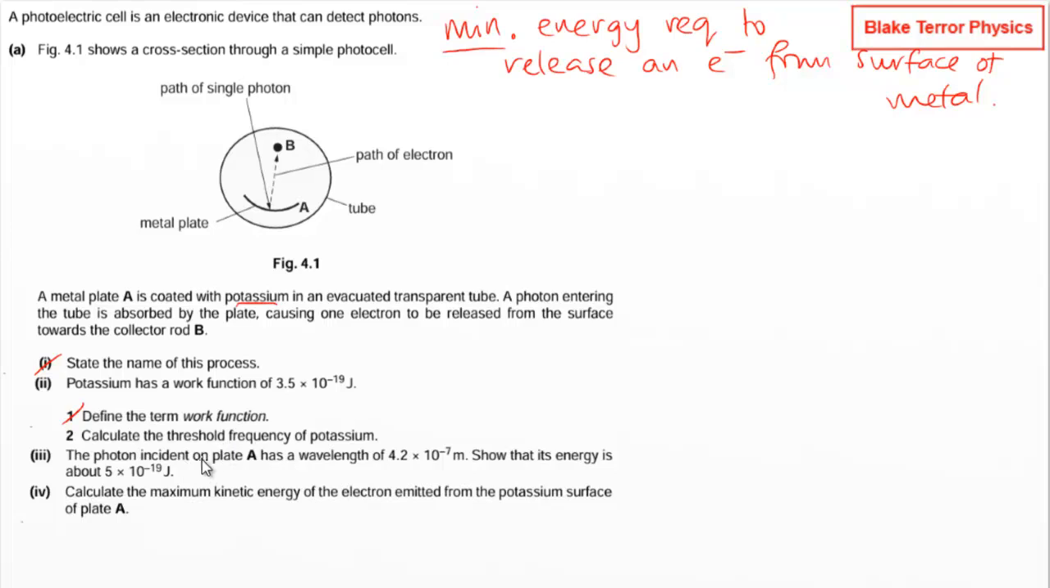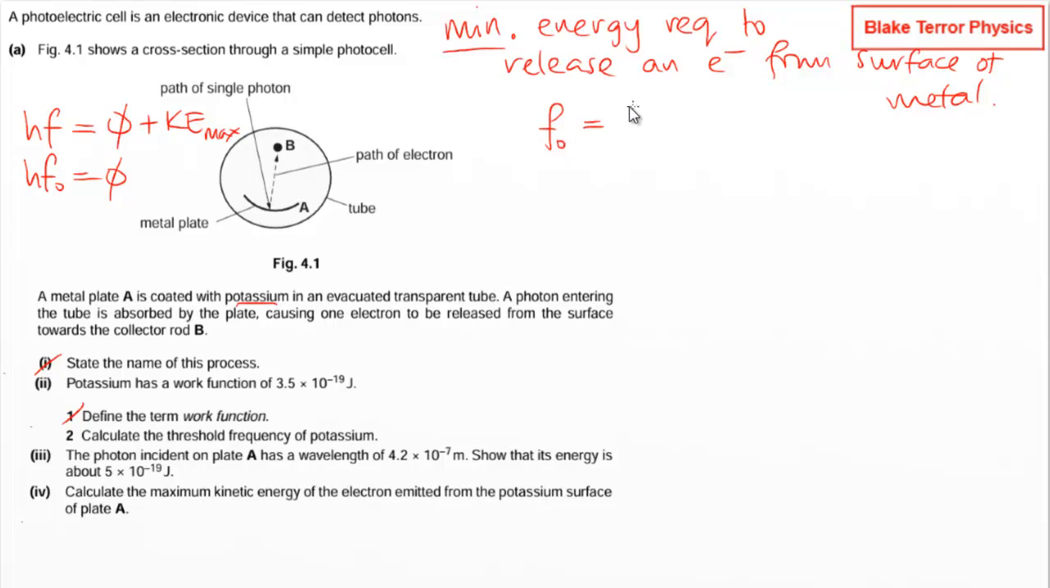Another mark there. Calculate the threshold frequency of potassium. So remember what's going on with threshold frequency. That is just giving us the minimum energy to get an electron released, so that is to do with the work function. Our photoelectric equation: hf, the energy of the photon coming in, is equal to the work function plus KE max. In the case of the threshold frequency, we have no kinetic energy. We're just releasing the electron. So hf0 is equal to the work function.